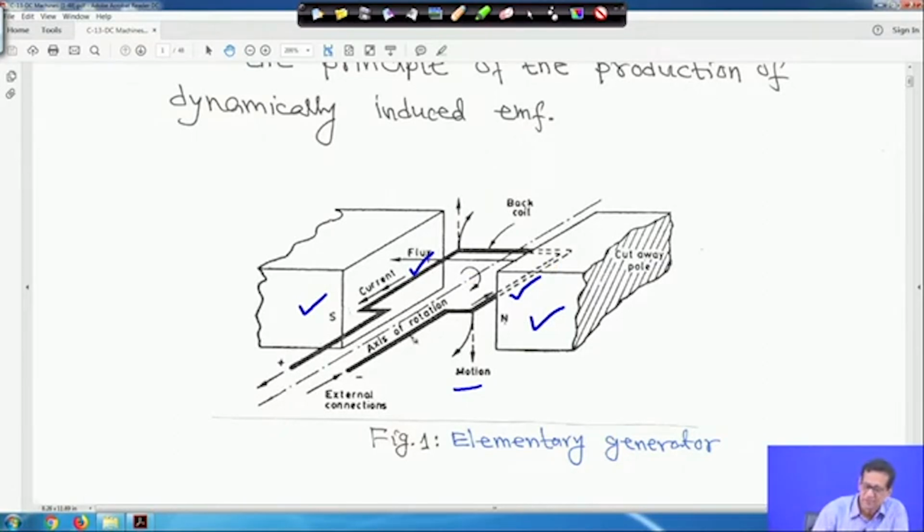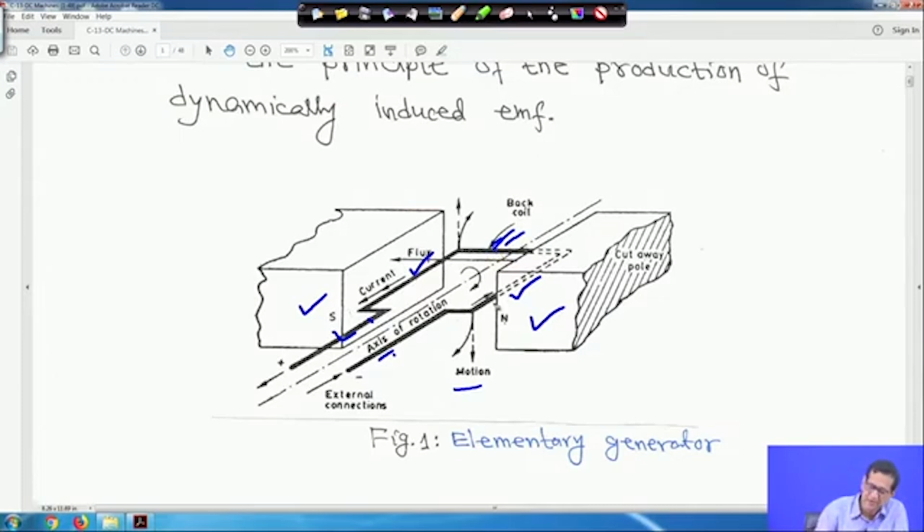At this position the flux linkage will be maximum, and this is the other side of the coil, the back coil, which will be just outside these poles. Assuming there is no flux linking there, only under this condition will the flux linkage be maximum if you have only one turn. If you have more turns, at this position the flux linkage will still be maximum when it is revolving.